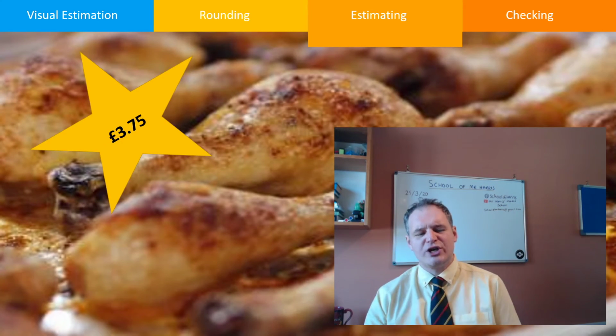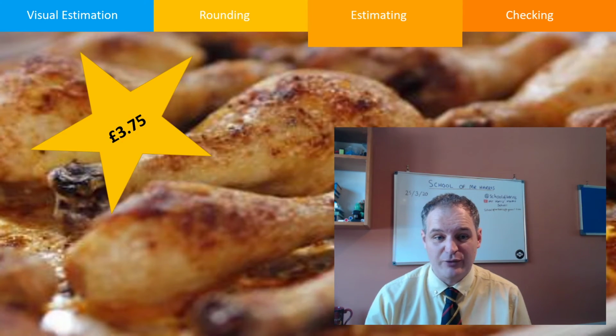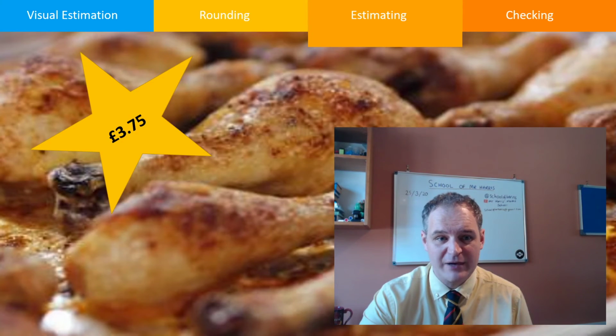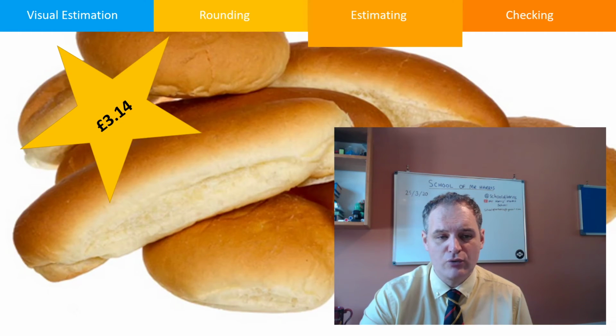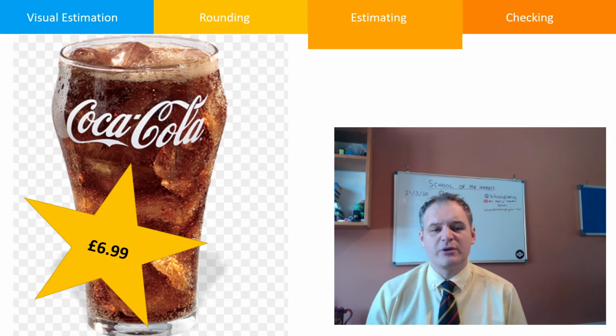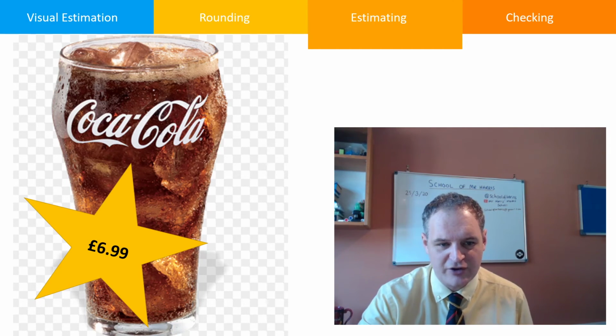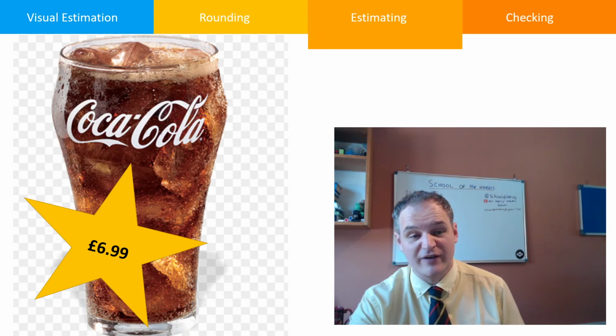£3.75 for some chicken breasts. Obviously, if you are vegetarian, you don't have to eat them. These are just because it's for the whole family. Some bread rolls for £3.14. Some Coke. Obviously, not just one Coke, but enough Coke for different people. £6.99. Other colas are available.